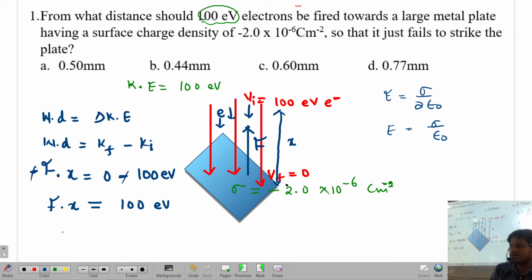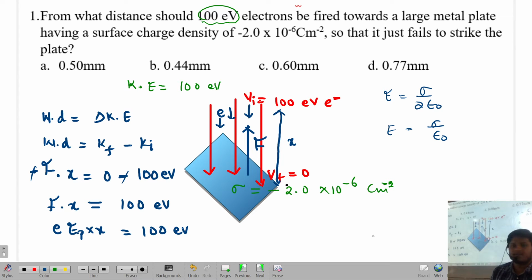Now force is what? Force will be produced by the charges which are present on these electric plates, or not? Now, what will be this force? Force will be the charge which is moving. Which charge is moving? Electrons are moving in the electric field region of the plates. So what will it become? The charge which is moving, that is e, into the electric field of the plate, into distance x, that is equal to how much? 100 electron volt.